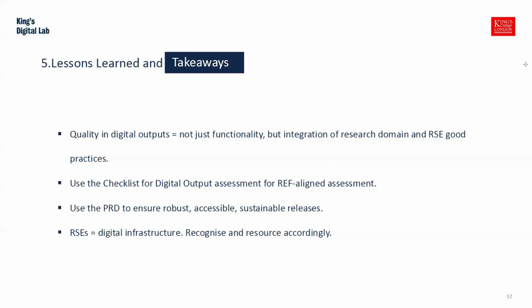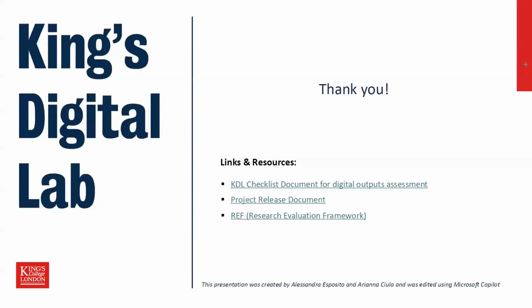And just some takeaways, to sum up. Quality in digital outputs is not just about functionality, it's not just that something works. It is about that integration with the research domain and the RSC's good practices. So the checklist for digital outputs helps teams align their digital outputs with REF, and the PRD ensures that these outputs are ready for release. But more importantly, at the core of this discussion is treating RSCs as human digital infrastructure, enabling stronger and more sustainable digital scholarship. I've seen your sign. Are we going? Thank you very much.